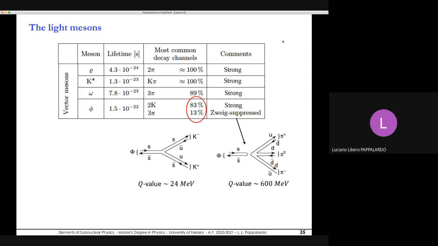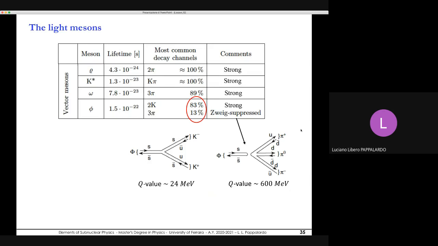Now, let's look at energy conservation in this process. The Q value, so the energy available in the decay, the final state energy, the one that we studied in the Fermi golden rule, as you see, is extremely small in the case of the decay into K minus and K plus, only 24 MeV, because if you sum the mass of the two, you almost obtain the mass of the phi, whereas the energy available in the decay is much, much larger for the case of three pions, which are much lighter, or 6 MeV.